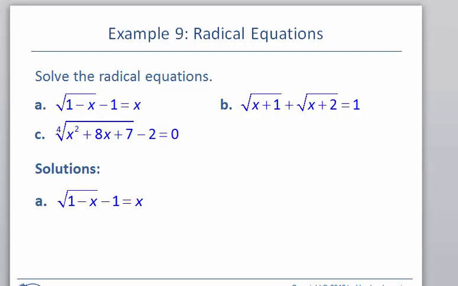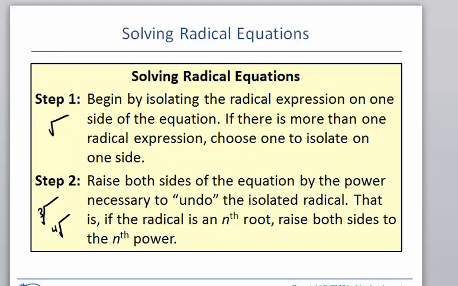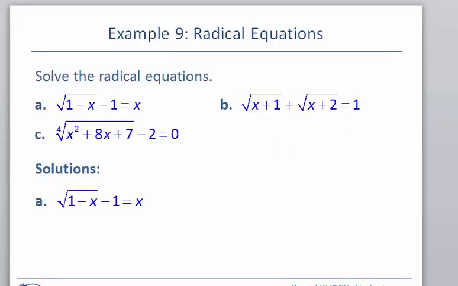Okay, so let's begin with a problem that looks like the square root of 1 minus x, and then we have minus 1 is equal to x. So remember that step 1 is to isolate the radical expression. So that means to get that square root by itself on one side. In order to do that, I need to add this 1 to both sides of the expression. And so that's going to give me the square root of 1 minus x on the left and x plus 1 on the right.